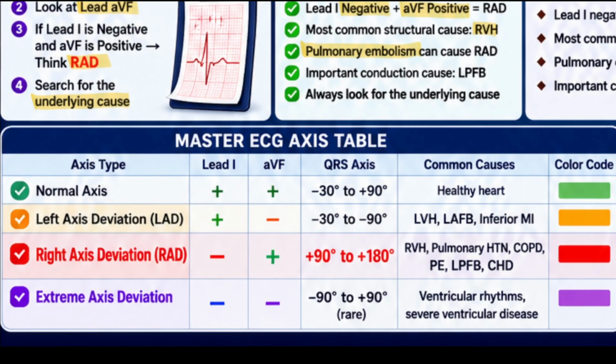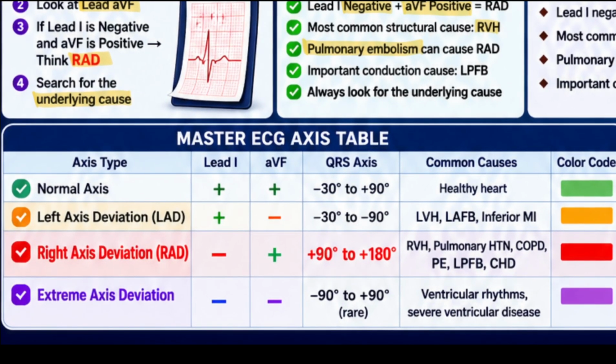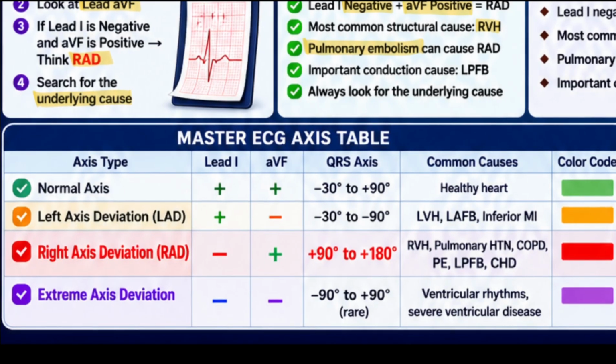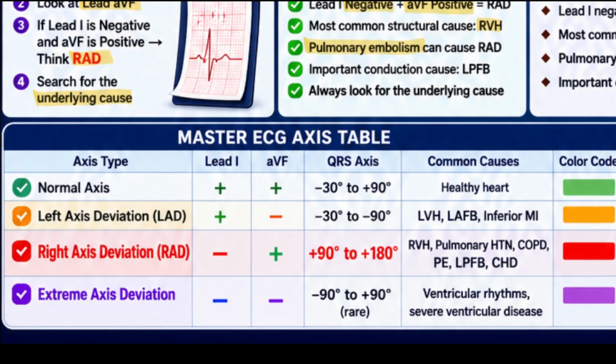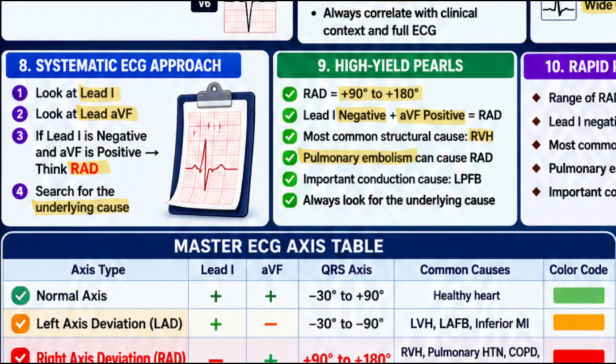In extreme axis deviation, lead 1 and lead AVF will be negative, and the QRS axis will be minus 90 degrees to 180 degrees, which is rare. The most common and life-threatening causes of extreme axis deviation are ventricular rhythms and severe ventricular diseases. Extreme axis means wide QRS and think. Whenever a patient has a wide QRS and extreme axis, think ventricular rhythm until proven otherwise. We have to rule out other pathological conditions.